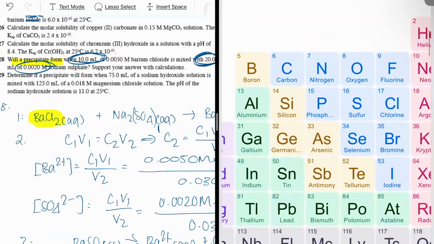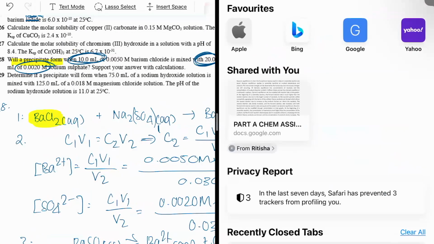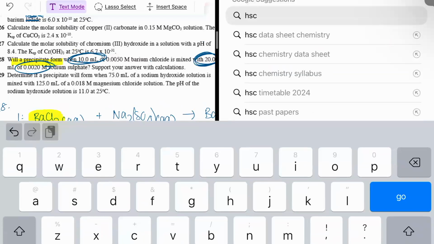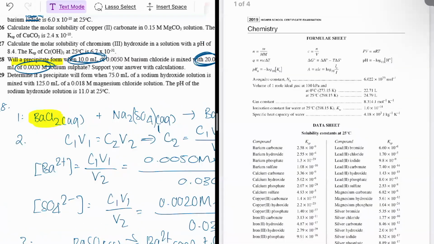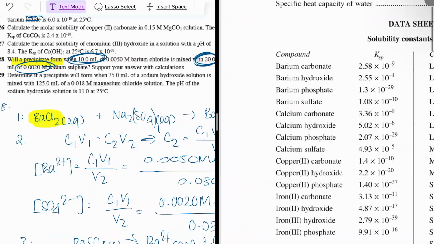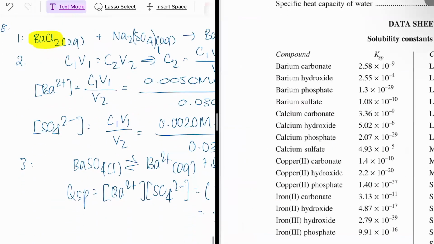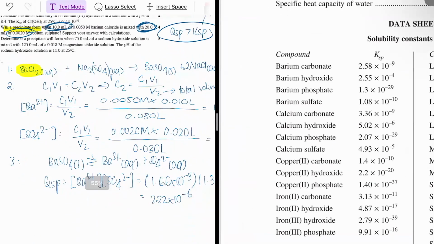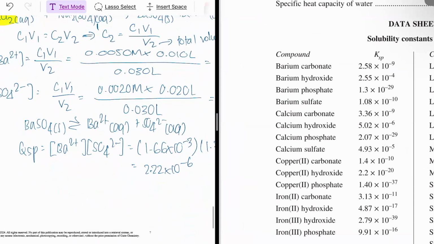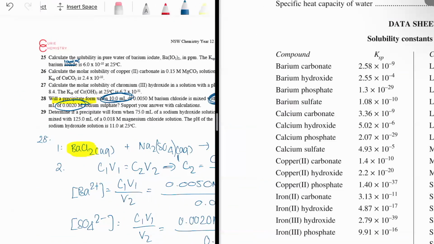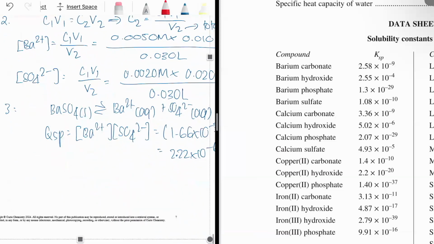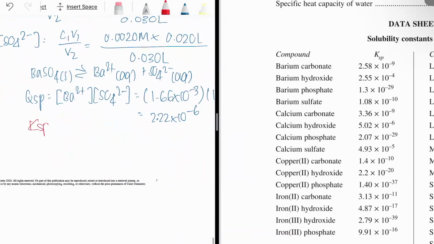Periodic table. Let's go. HSC datasheet chemistry. And what's the KSP for barium sulfate? 1.08 times 10 to the minus 10. Yes, KSP is 1.08 times 10 to the minus 10.